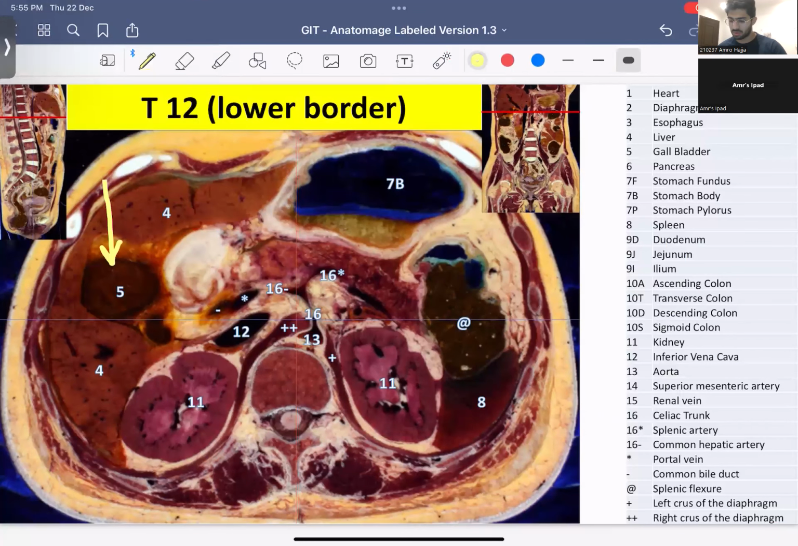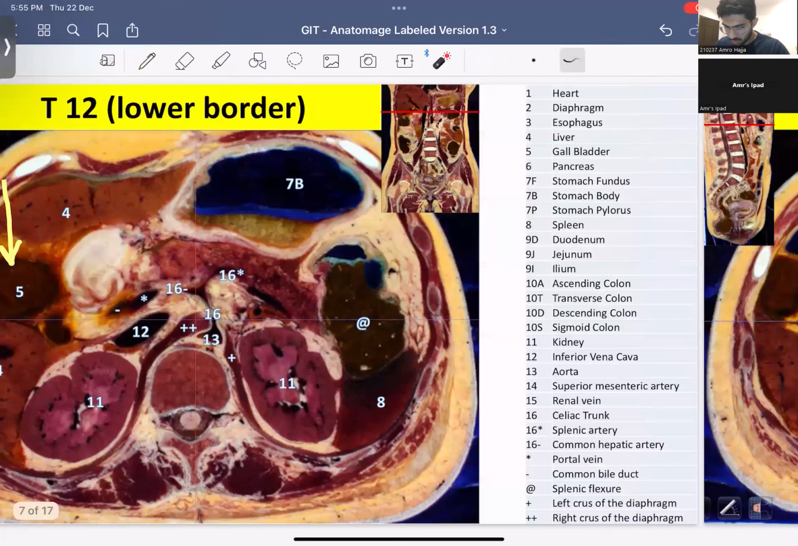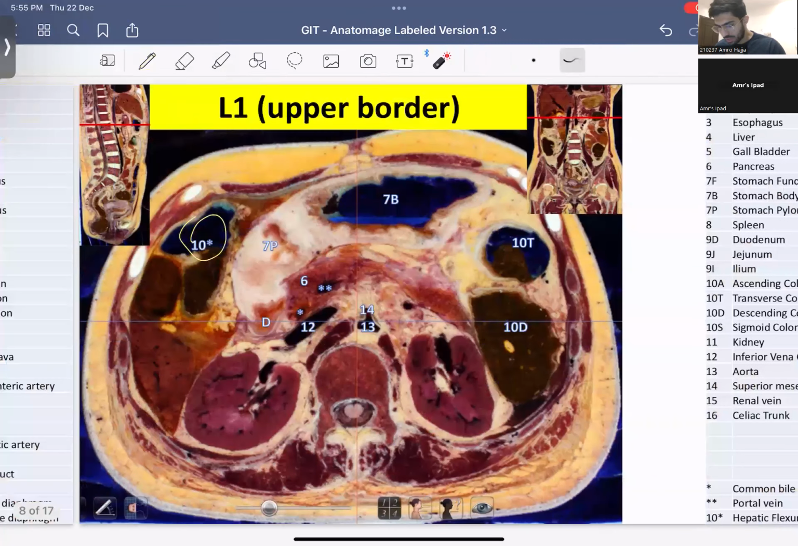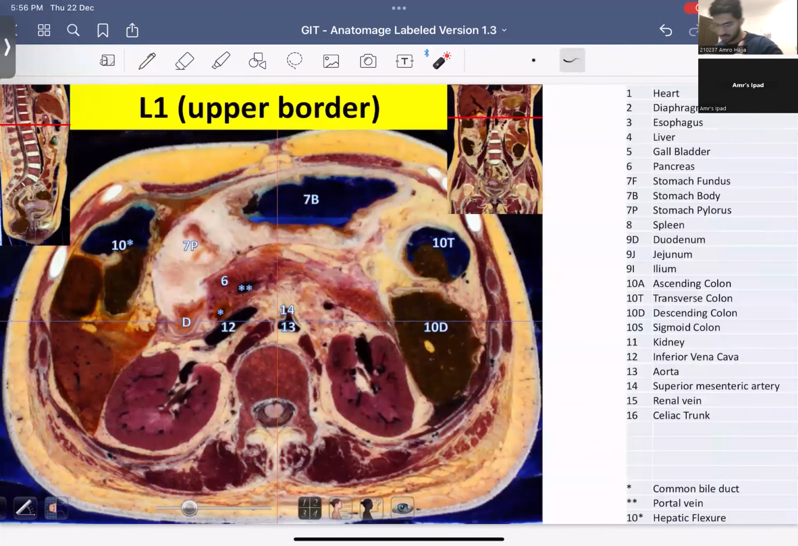I remember that we got a question about cholecystitis in our GI exam, so make sure to know it. And that's pretty much it for the T12 lower border. I wish I could ask you if there are any questions, but anyway, let's move on to L1. Now in L1 we have more complicated things.